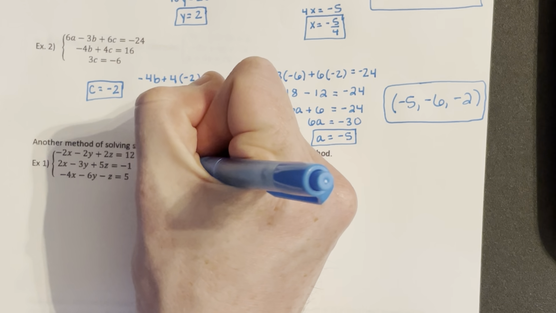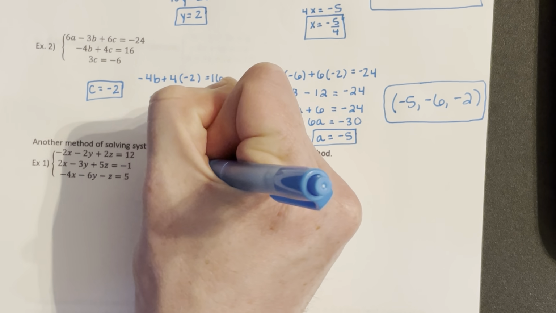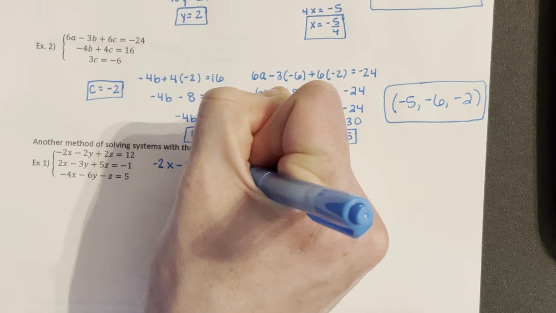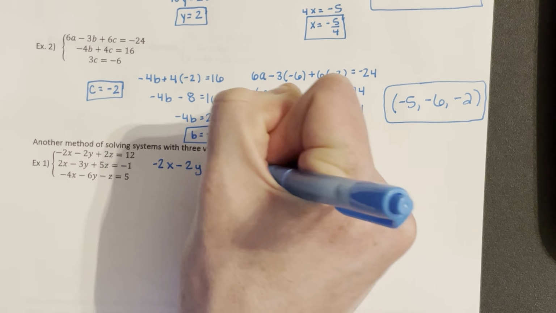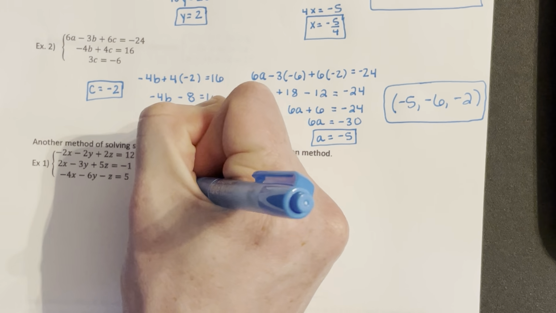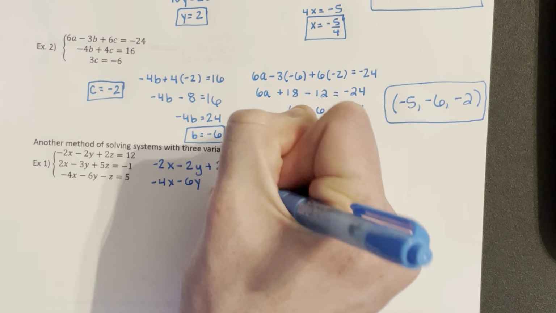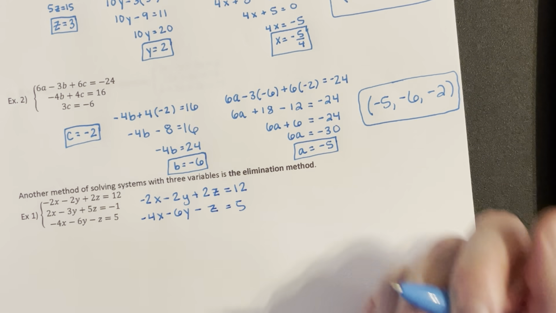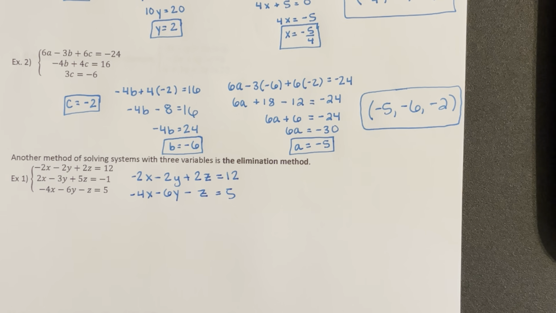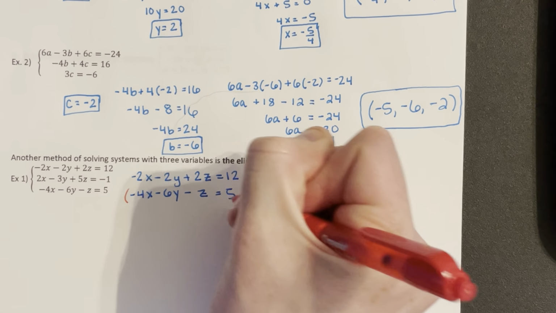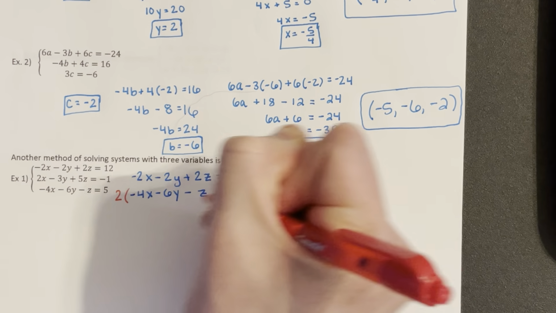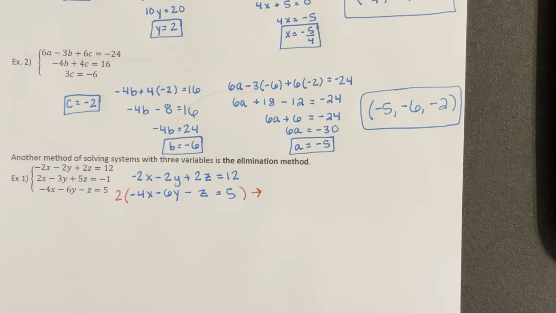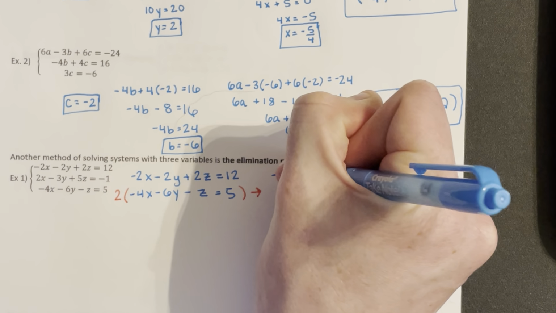So what I'm going to do is just pin the first equation, negative 2x minus 2y plus 2z equals 12. And I use that against the last equation, negative 4x minus 6y minus z equals 5. I do that so that when we multiply the bottom one by 2, what it's going to do is eliminate the z's. So that top one stays the same.